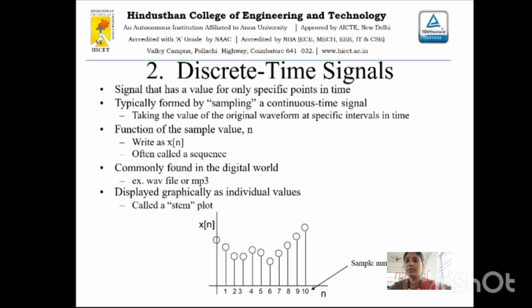In a discrete time signal, the signal is varying with respect to amplitude. This signal has a value for only specific points in time. It is typically formed by sampling, that is, we take a number of samples from the given signal. A continuous time signal takes the value of the original waveform at specific intervals in time. The function of the sample values of n is written as x of n. It is also called a sequence. It is commonly found in the digital world.